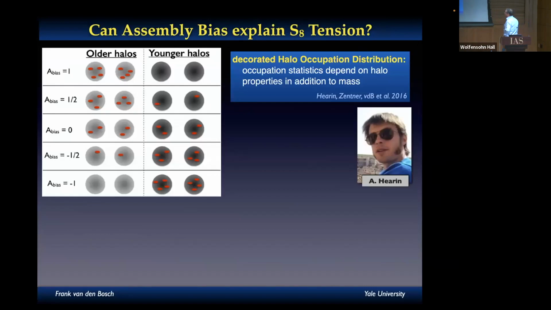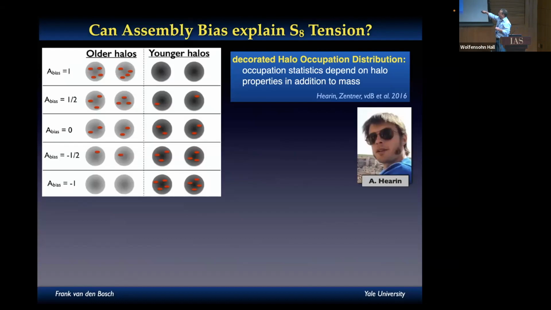Now, to show you what it can do, in 2016 with Andrew Heron, we started actually including some assembly bias into this framework. And we did this in a very simple way. We call this a decorated halo occupation distribution. So suppose we have a model that says, without assembly bias, on average, there's 2 galaxies per halo at a given mass scale. Now we introduce another parameter that we can tune up and down.